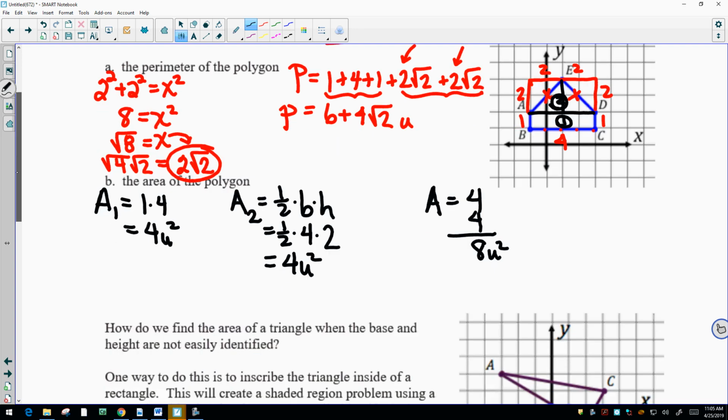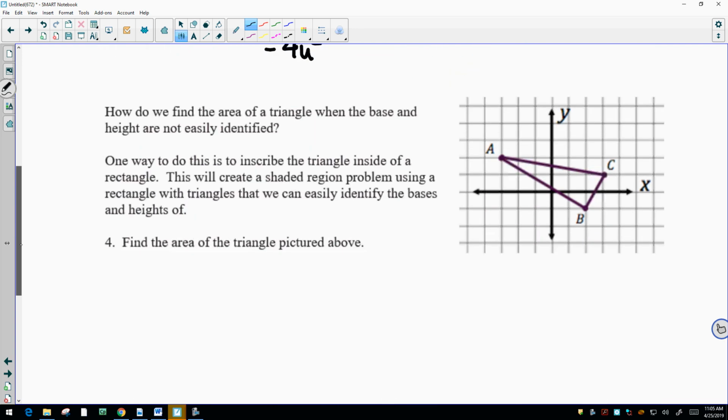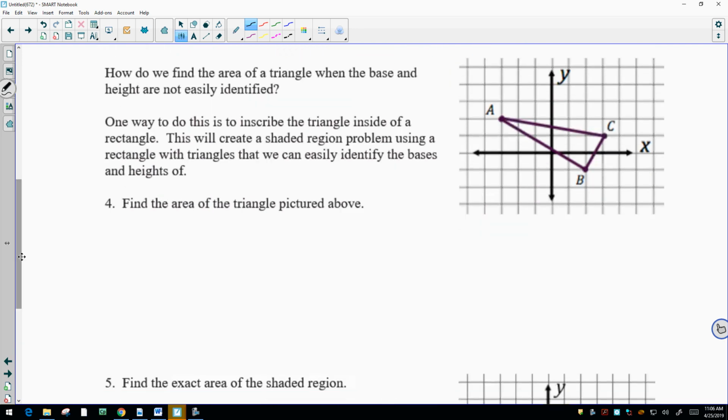What if we have a picture down here where it's not so nice and my sides aren't all even and easy to find, and I can't count horizontally or vertically? Well, what we can do is enclose this region. This is just one technique. I could put a rectangle around this region.